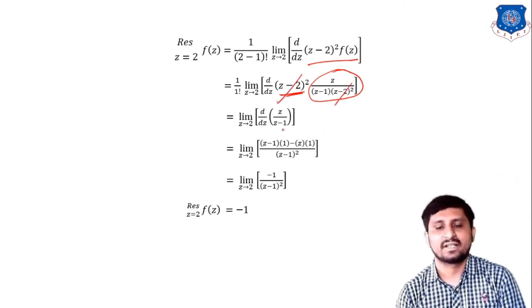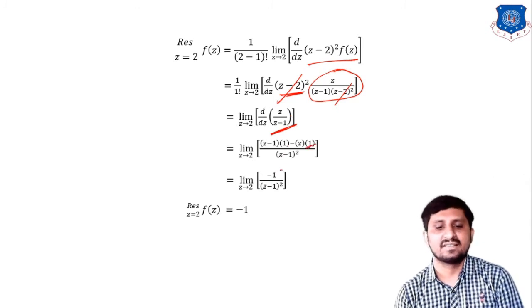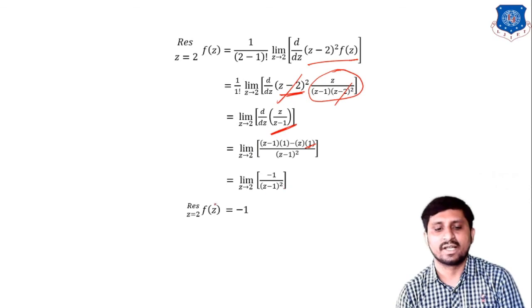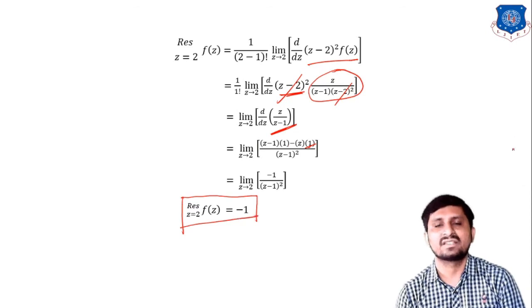So now we have z upon z minus 1, and you can easily differentiate this function with respect to z using the division rule. So (z minus 1) whole square in the denominator, z minus 1 as it is, differentiation of z is 1, minus z as it is, differentiation of z minus 1 is 1. So the final answer is minus 1 upon (z minus 1) whole square, and that's why the residue of f of z at z equal to 2 is minus 1.